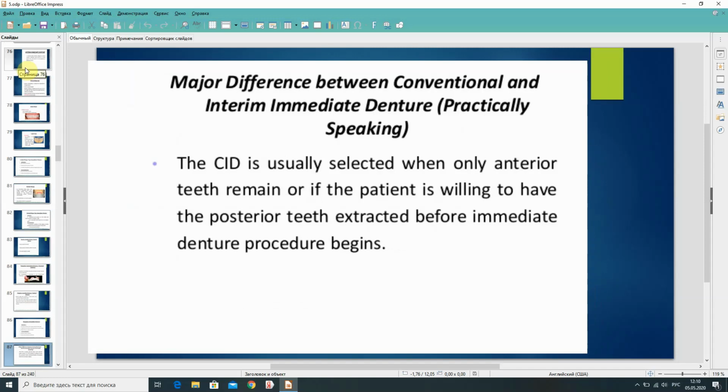Major difference between conventional and interim immediate denture. Practically speaking, the CID is usually selected when only anterior teeth remain or if the patient is willing to have the posterior teeth extracted before the immediate denture procedure begins.